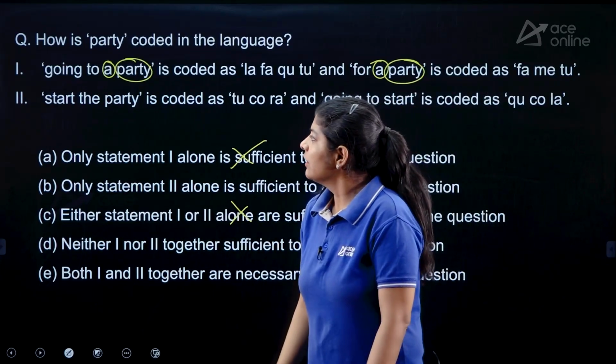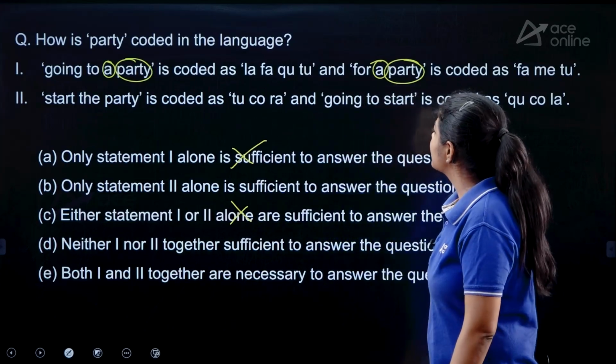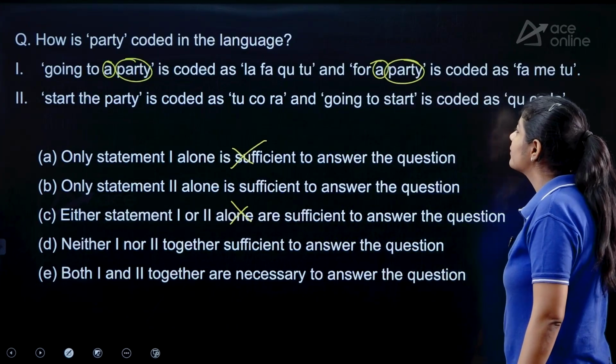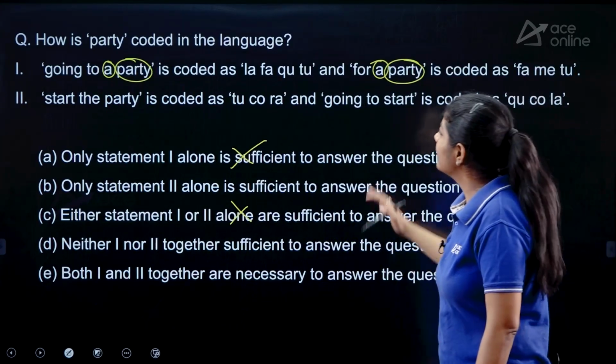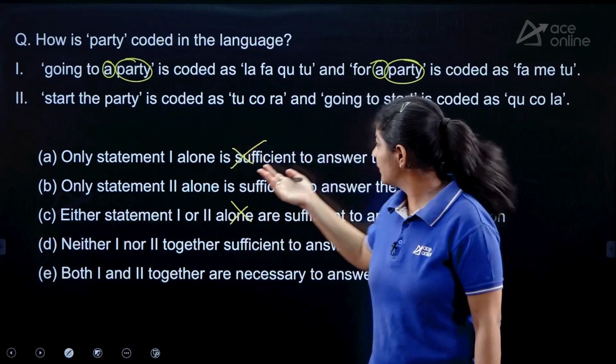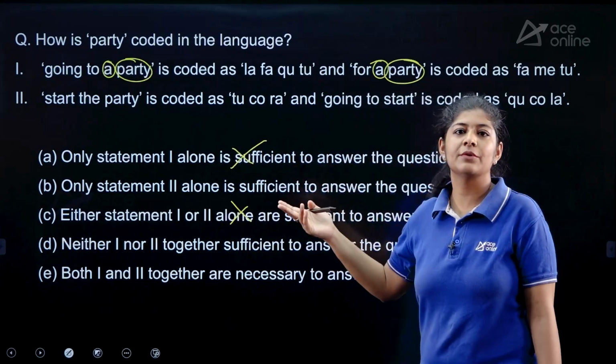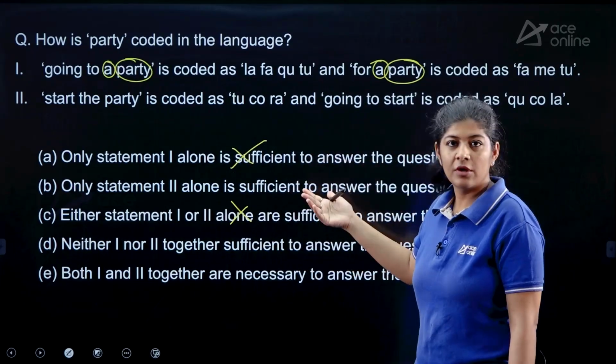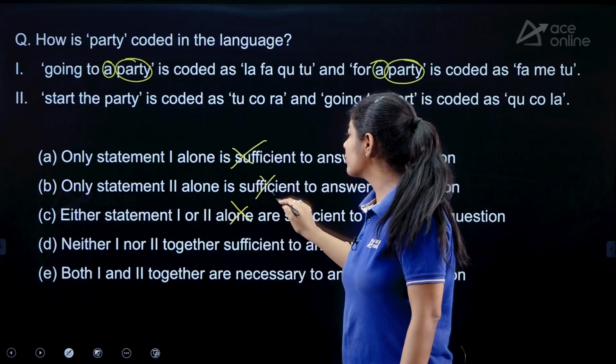Second, start the party is coded as this one and going to start is coded as this one. Here we are only having the word start as a common word, but we are not able to define the party code with the second one. So option number B is also eliminated.